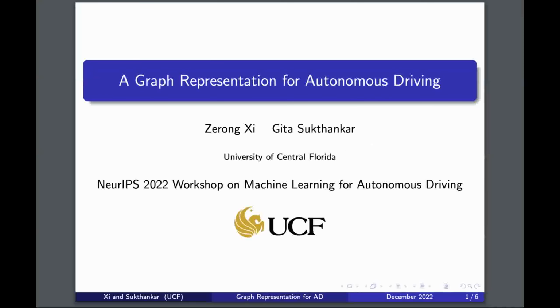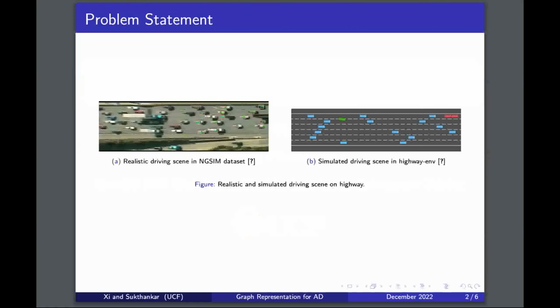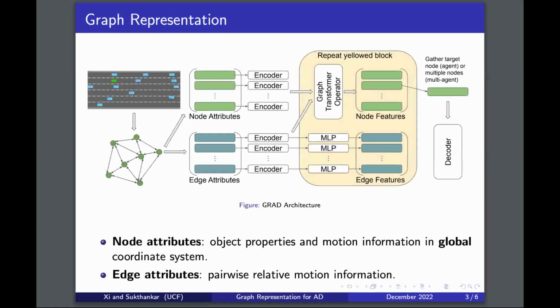Hi, I'm Zoron. I will introduce our paper, A Graph Representation for Autonomous Driving. The efficient scene representation is the key to apply deep learning to behavior prediction or planning. We propose to encode the whole scene as a graph and process it with graph neural networks. Within the graph, node attributes consist of object properties and motion information in a global coordinate system, and edge attributes consist of pairwise relative motion information.